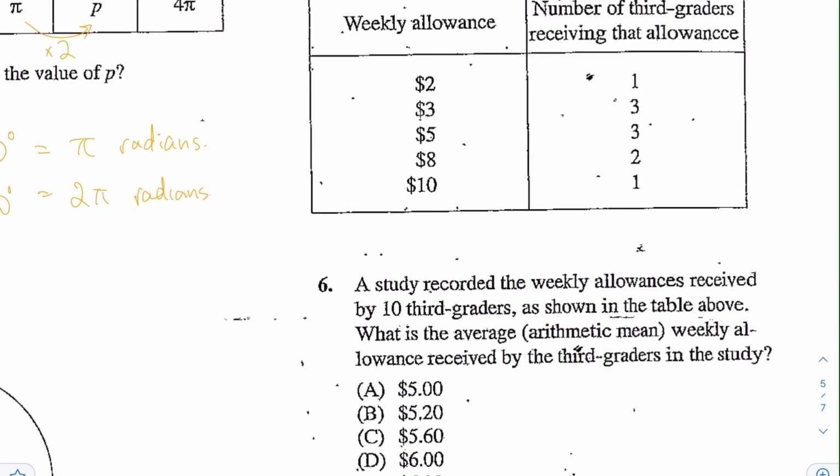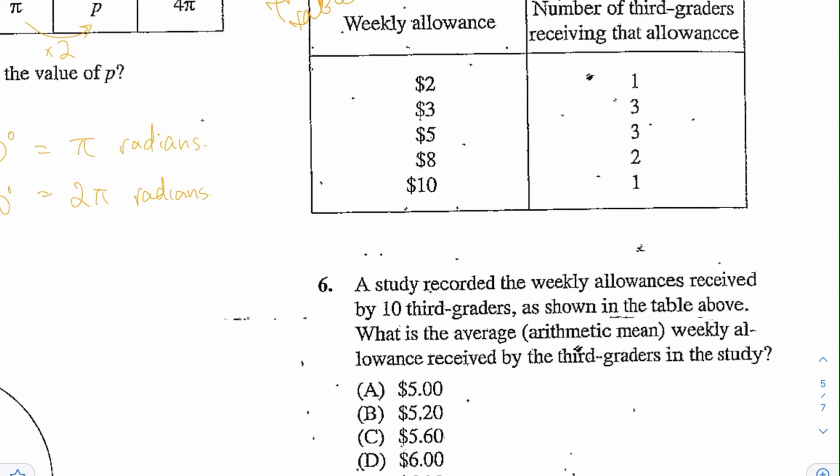Next, for number 6, a study recorded the weekly allowances received by 10 third graders, as shown in the table above. What is the average arithmetic mean of the weekly allowances received by the third graders in the study? So here, because you have a frequency table, you're going to have to multiply and add if you want to get the average. So you'll have to get the total weekly allowances and then divide that by the total number of people.